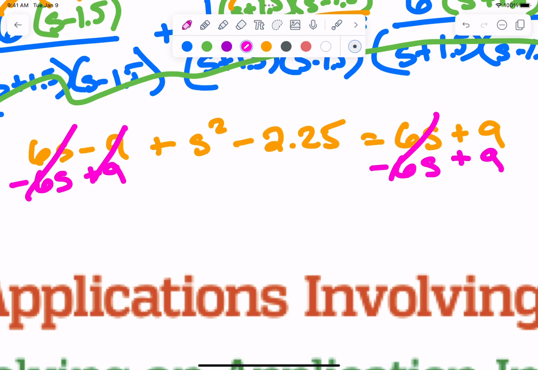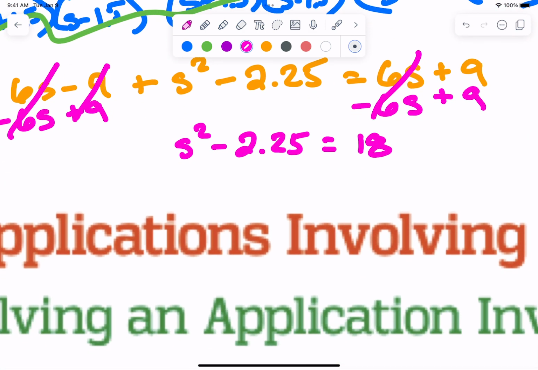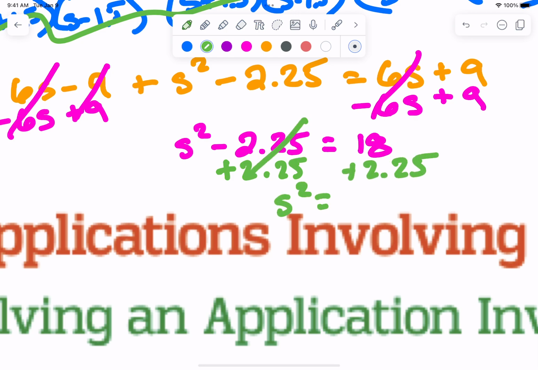We have no S's anymore. Stop, hold on. Yes, we do. We have 6S squared. But that means it's not a trinomial anymore. Now what? You're adding 2.25 plus 2.25. S squared equals 20.25.